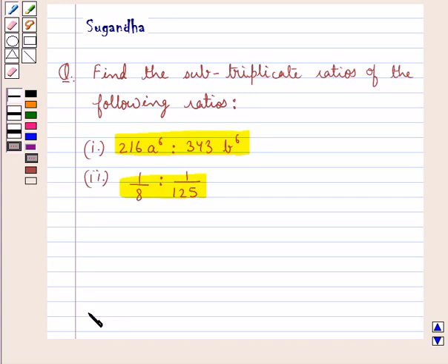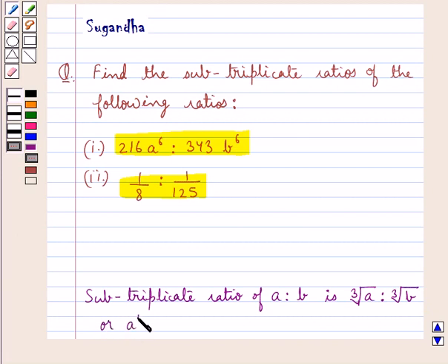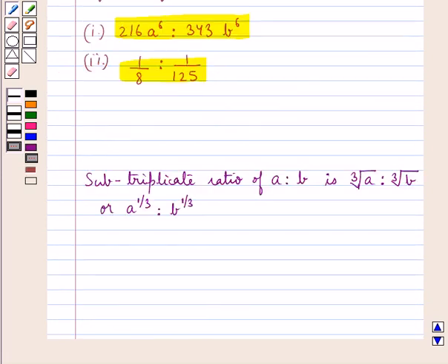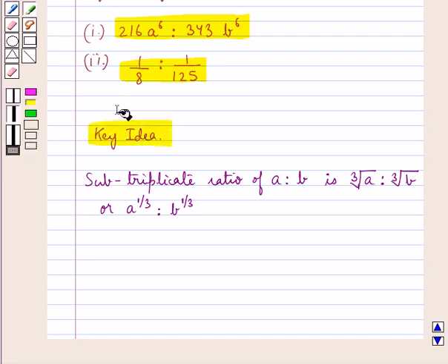Before we move on to the solution, let's see what is the subtriplicate ratio of the ratio a is to b. Its subtriplicate ratio is given by cube root of a is to cube root of b, or a to the power 1 upon 3 is to b to the power 1 upon 3. This is the key idea that we use in this question. Let's proceed with the solution now.